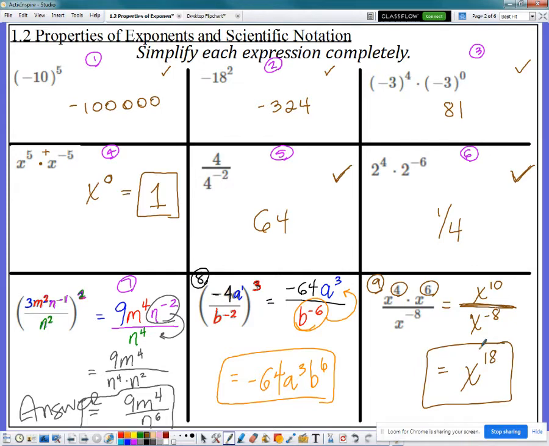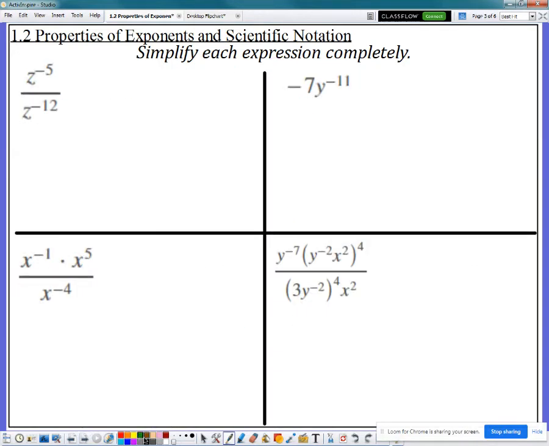And moving on, we have 4 more examples of properties of exponents on this next slide we need to complete. And once again, the beauty of these videos, if I'm going too fast or something of the sort, please feel free to pause, rewind, fast forward, rewatch, whatever you need to do. All right, so it just says simplify each expression completely. So our goal is just to simplify it.